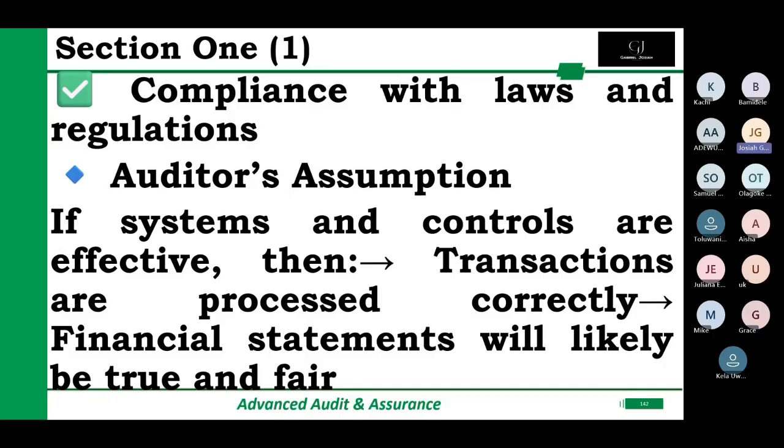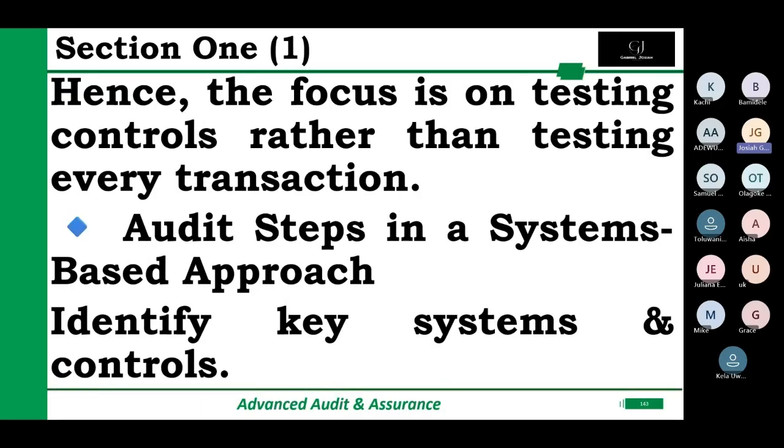Okay, so if the systems are effective and, like I said, the three lines of defense are in place, then financial statements will likely be true and fair. So focusing on testing controls to see if those controls work, rather than transactions, is better for internal or external auditors. So the audit steps in the system-based approach include, number one, identify key systems and controls, especially as it speaks to that organization.